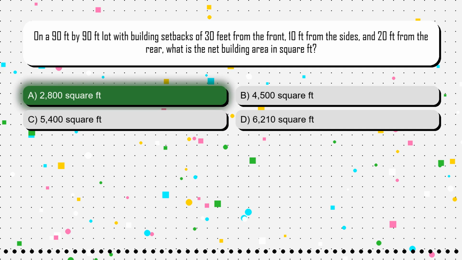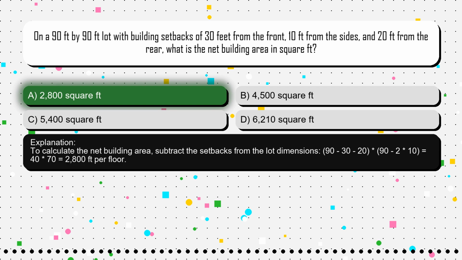The correct answer is option A, 2,800 square ft. To calculate the net building area, subtract the setbacks from the lot dimensions: (90 - 30 - 20) * (90 - 2 * 10) = 40 * 70 = 2,800 square feet per floor.